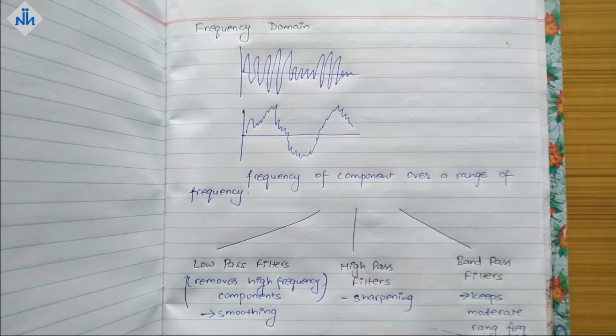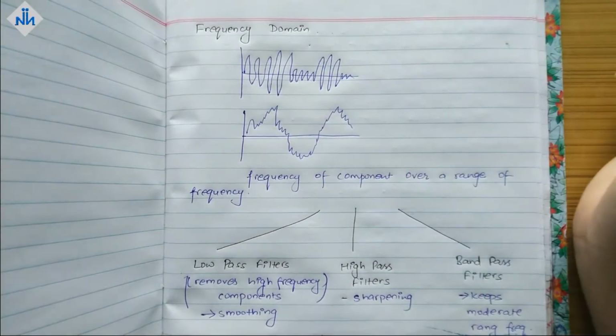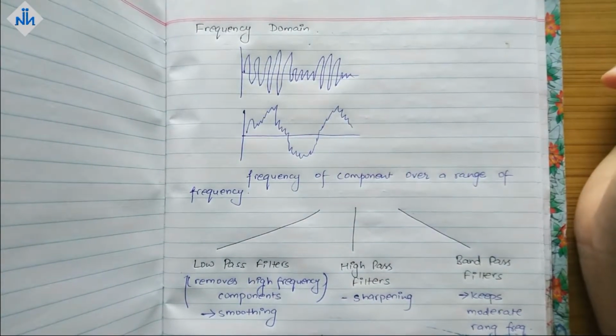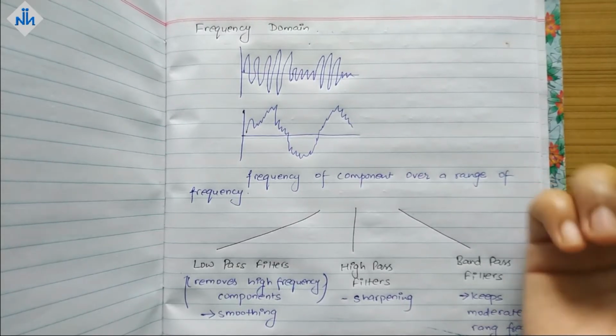So in the previous video we talked about spatial domain filtering, and in this video we're going to talk about frequency domain filtering. First of all, let's understand what the frequency domain is. In the previous one we were using pixels and manipulating each and every pixel to improve our image. But now we will be talking about frequency.